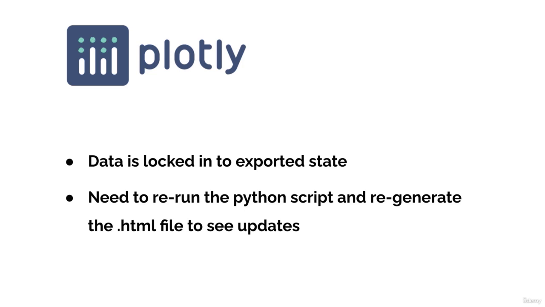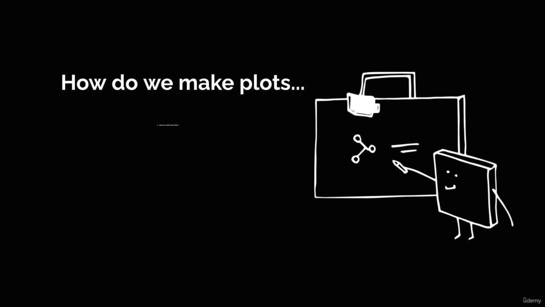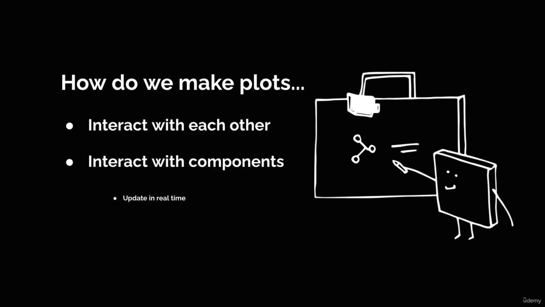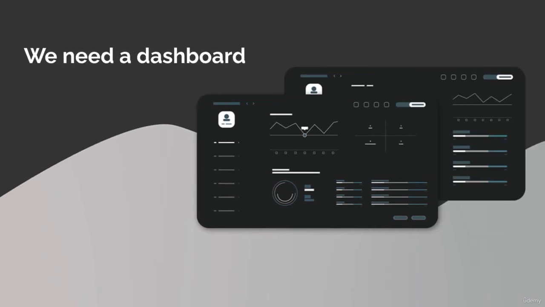We're going to use Plotly with Dash to build not only interactive images, but also make them dynamic dashboards. That is going to allow us to do three things. We want to make plots interact with each other, interact with components, and update in real time. So how can we achieve all of that? Well, we can use Dash to build a dashboard.